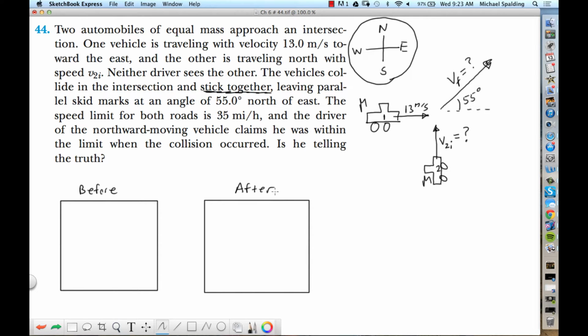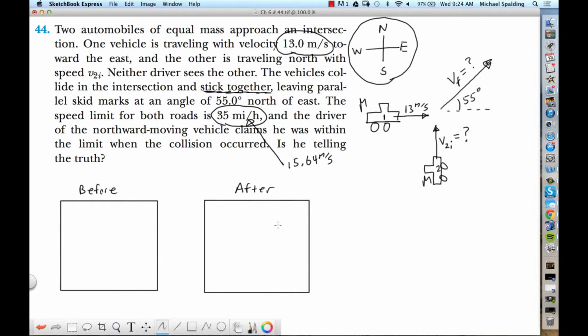The speed limit for both roads is 35 miles per hour. You got to convert this, right? Because look, this is in meters per second. So we got to get miles per hour. You want to convert that to meters per second, which I know you can do. That's 15.64 meters per second. The driver of car number 2 claims he was within the limit, so less than 15.6 meters per second. Is he telling the truth?